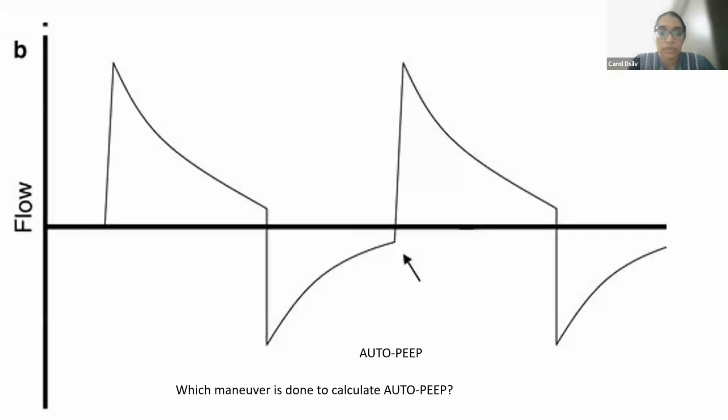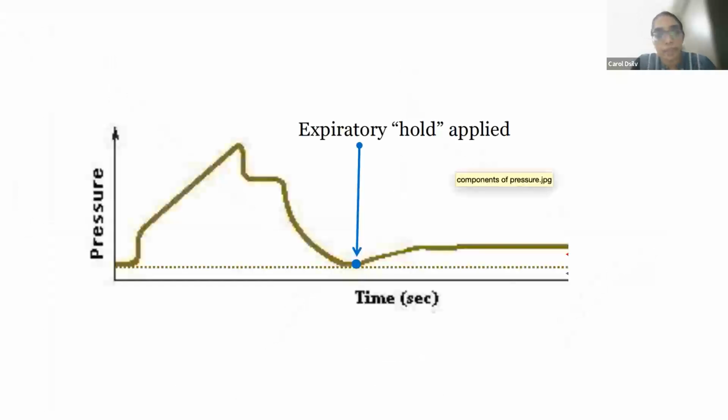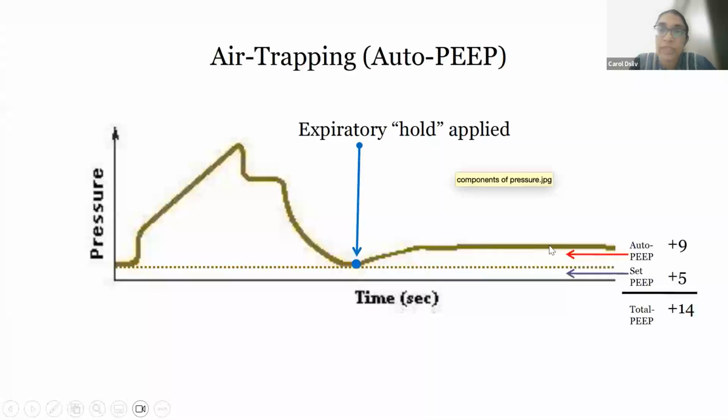Okay, so this we've already discussed. What is the maneuver used to calculate auto-PEEP? Okay, so this is how it will look. Once you give an expiratory hold, you're equating the flow, and this value that you get is your total PEEP. So if you subtract from it the PEEP that you have set, that difference will give you your intrinsic PEEP.